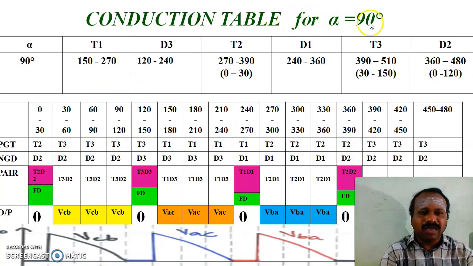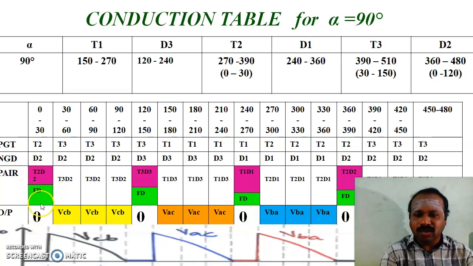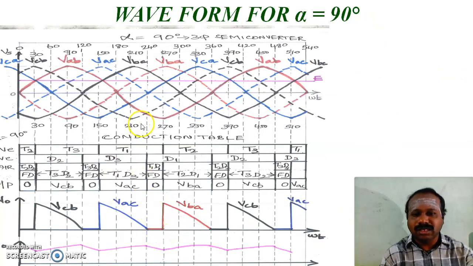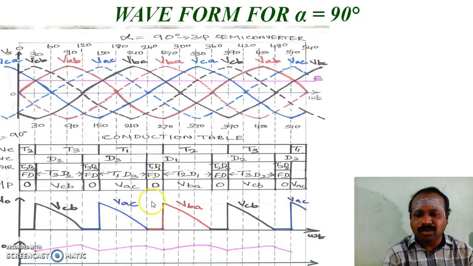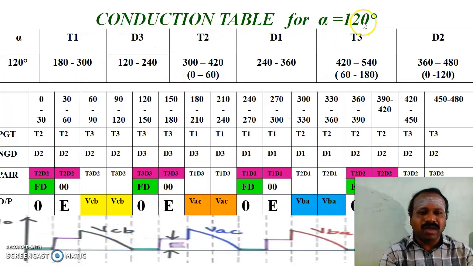This is the conduction table for alpha equal to 90 degree. See here, this is T2 D2, the same leg devices conduct. So the freewheeling diode gets forward biased and the output voltage is 0. And for the next 90 degree, the elements conducting are T3 D2, and the output voltage is VCB. So during the freewheeling period, the output voltage will become 0. Similarly, from 0 to 360 degree, 3 times the freewheeling diode comes into conduction, and during this conduction, the output voltage is 0. And it is the input voltage, conduction table, output voltage and load current waveform for alpha equal to 90 degree. And it is a conduction table for alpha equal to 120 degree.